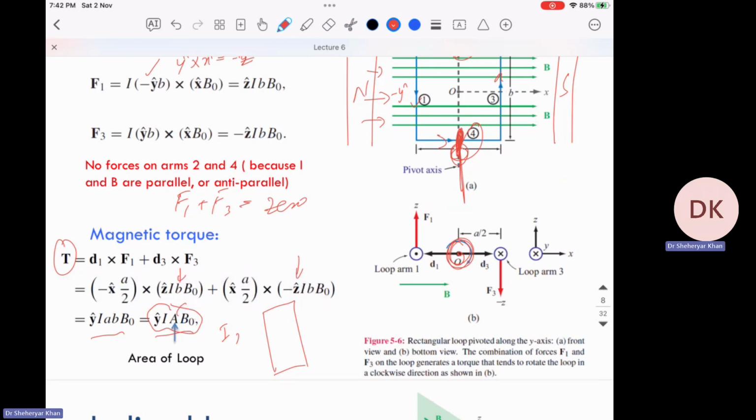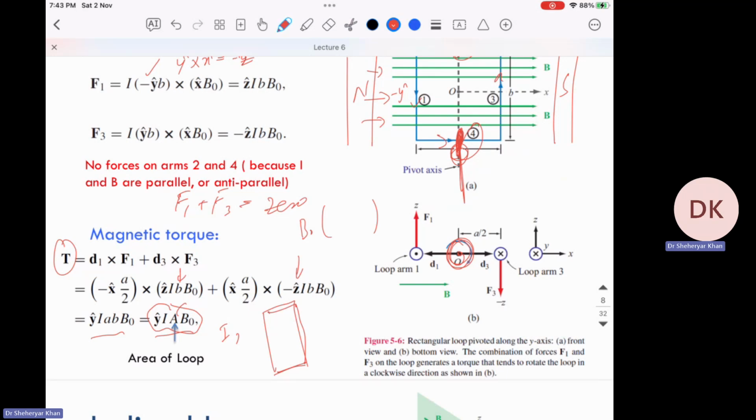So what does it mean? I is the current, A is the area. The larger the coil, the larger the torque. And B naught is the magnetic field. So there are three parameters we learned. B naught is the field magnet. If you can place a very, very strong magnet, you will get a very high torque. And you also need a high current. If you can provide a high current, your torque will be high.